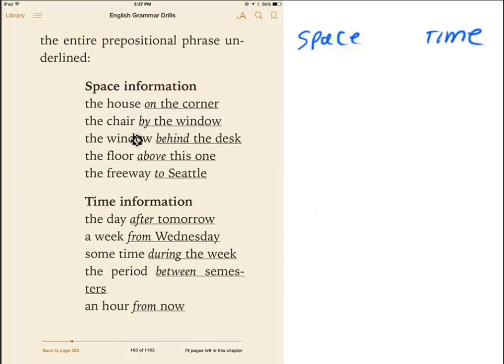Now we're going to talk about time. A lot of prepositions also deal with time. It says when something took place. So these are all where, giving you more information about the subject because it tells you where it is. The day after tomorrow. This gives you more: which day? The one after tomorrow. This is about time. All right. A week from Wednesday. Okay, which week? The one from Wednesday. Sometime during the week. It tells you when. All these have to do with time.